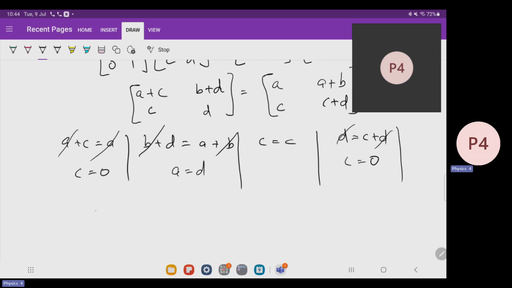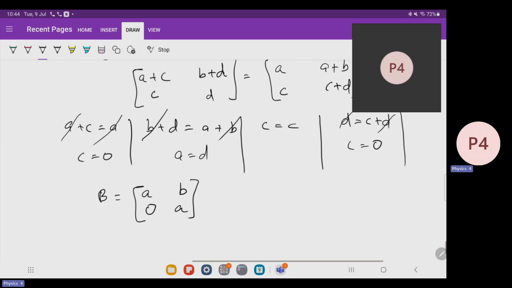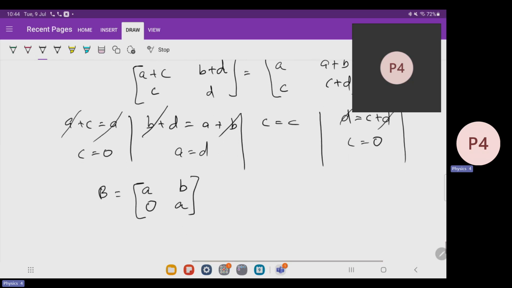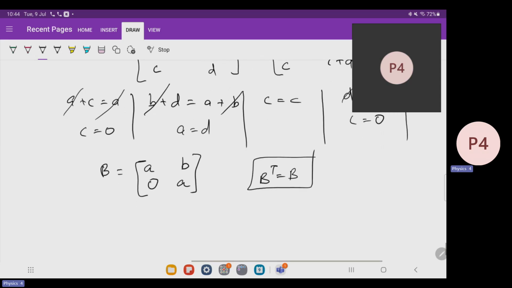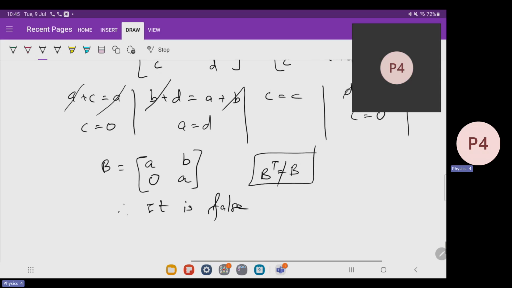So using all this information, we will get B is A, B, C is 0, D is same as A. Nothing more can be concluded about B. So you see B transpose is not equal to B. It is not going to be always equal to B. Therefore, it is false. They are not always symmetric.